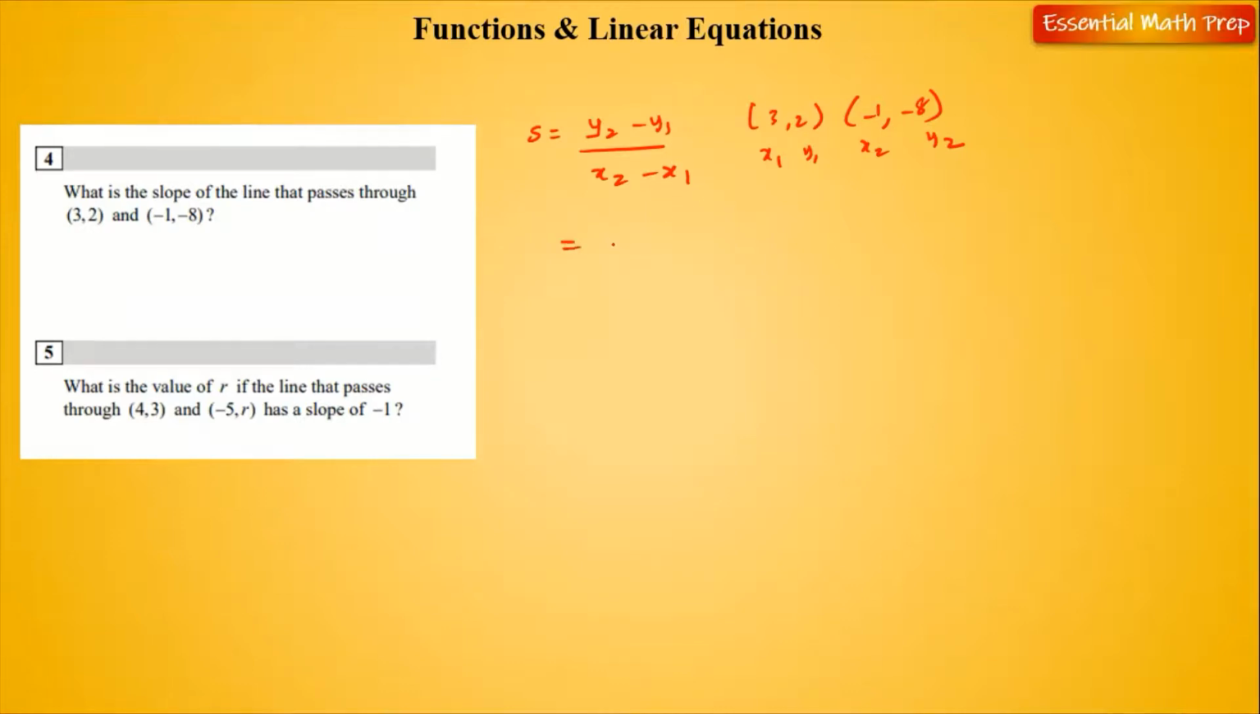So our y2 is -8 minus, use brackets, and y1 is -2. In this case, I can use brackets or not, it would make no difference. x2 is -1 and x1 is -3. So it's -6 over 2... it's -10 over -4. So this cancels out. So this is 2 times 5, this is 2 times 2. So it's 5 over 2 is the answer.